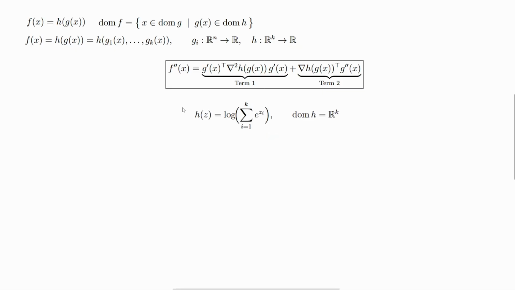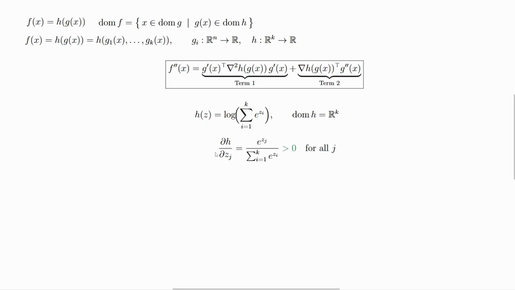Okay, so let's look at an example. Let's take the example of h, which maps a k-dimensional vector into a real number by taking the sum of the exponents of its elements and then taking the log. So, of course, the domain of h is R^k. So let's see what the behavior of f is.